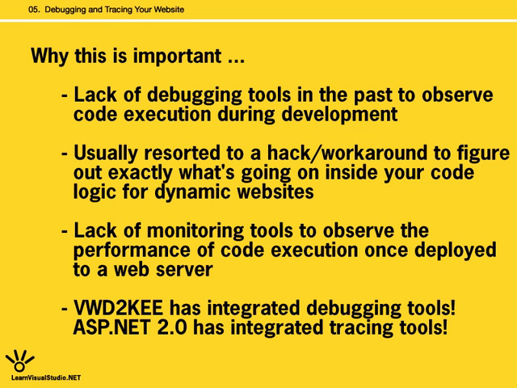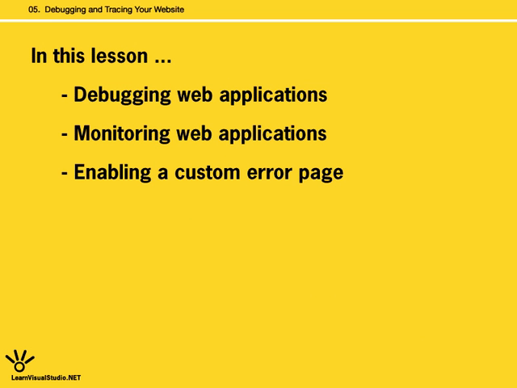Also, ASP.NET 2.0 provides a tracing tool that makes monitoring how well your applications are functioning a snap. Super easy. And finally, in this lesson, I'm going to show how to set a default error page that you can use to give the user a friendly notice that something bad just happened instead of showing them an ugly error page that's generated automatically by the web server. You want to make it very friendly and show them that you're in control at all times. And so we're going to demonstrate how to do that. It's very simple to do in ASP.NET 2.0.